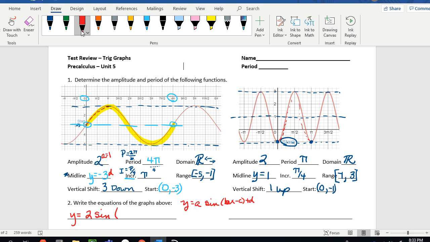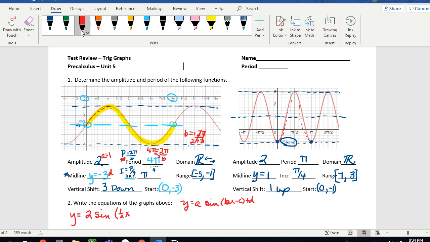The B, I have to do a little work to find, and I have to go right here to the period to find the B. So I would have to set 4 pi equal to 2 pi over B. Now I'm going to do the fast solving this and just exchange these two. And that gives me B equals 2 pi over 4 pi. These pi's cancel and the 2 over 4 becomes 1 over 2. So it's 1/2. So this is 1/2 x.